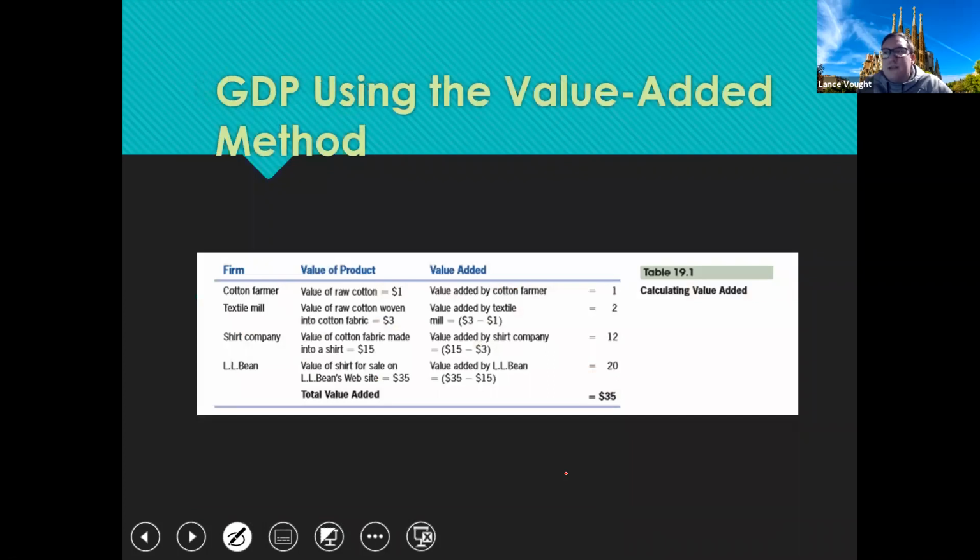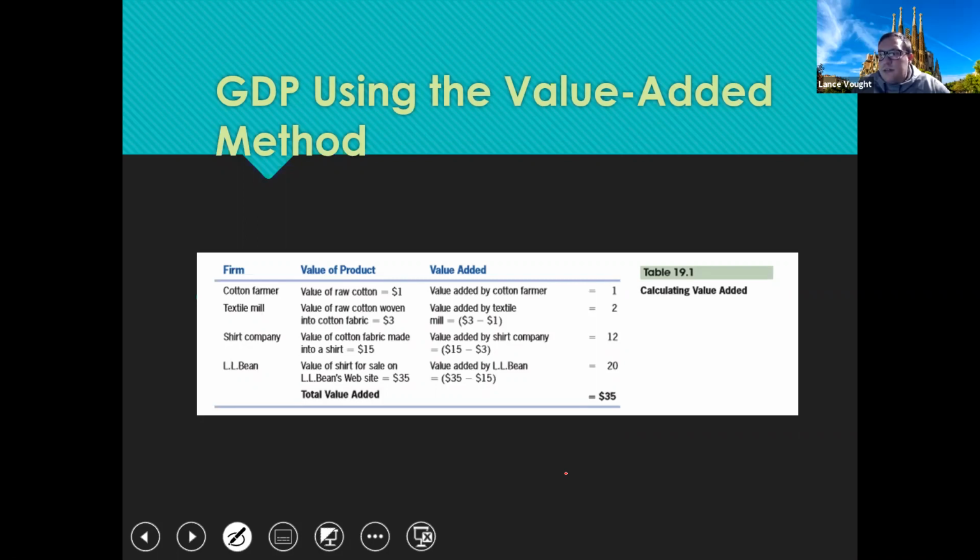Another way in which we can assess GDP is known as the value added method. So hopefully this helps put into context the car example. This is an example of LL Bean selling a t-shirt. In order to make a t-shirt, you need some fabric. In order to get the fabric, you need some cotton. And in order to get the cotton, you need a cotton farmer. So a cotton farmer farms cotton.